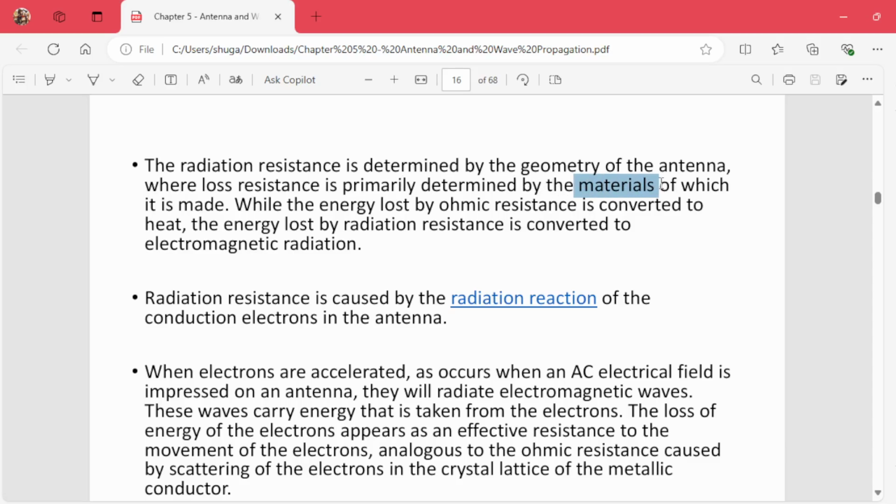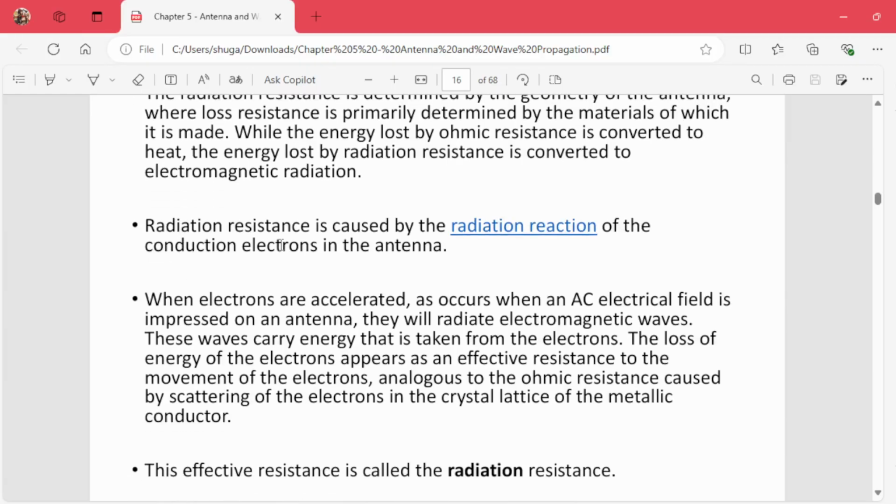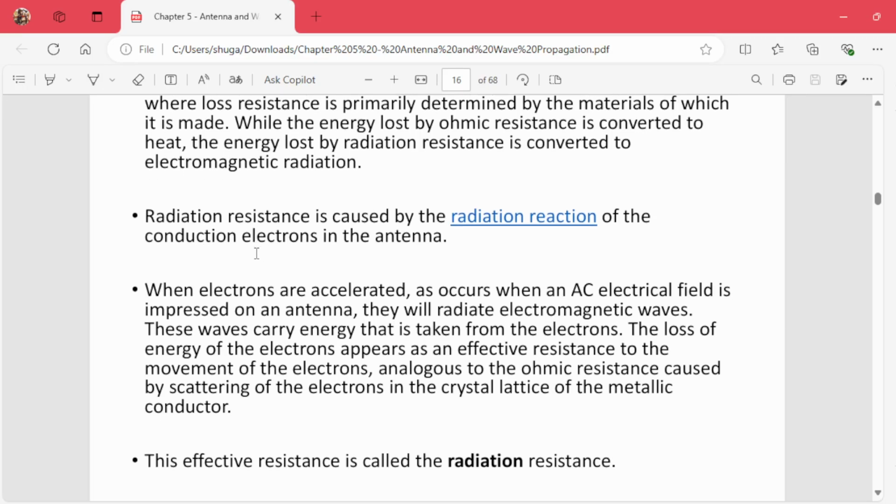This is the keyword. The loss resistance is determined by the material the antenna is made of, while the energy lost by the ohmic resistance is converted into heat, like we've mentioned just now. The energy lost by the radiation resistance is converted to electromagnetic radiation, and it is caused by the radiation reaction of the conduction electrons on the antenna itself.